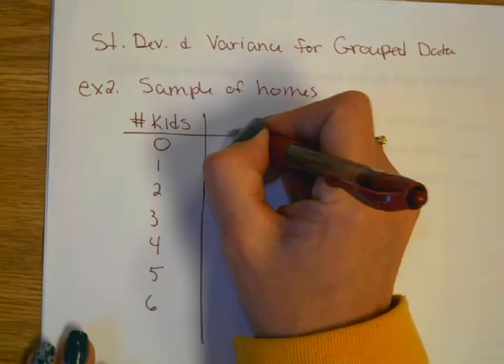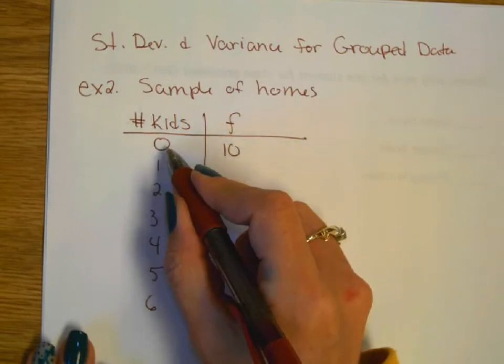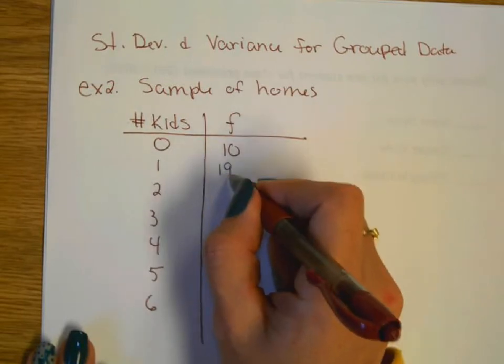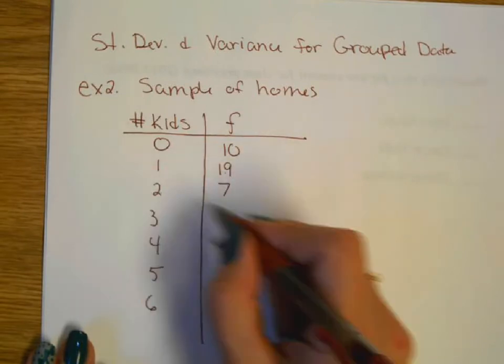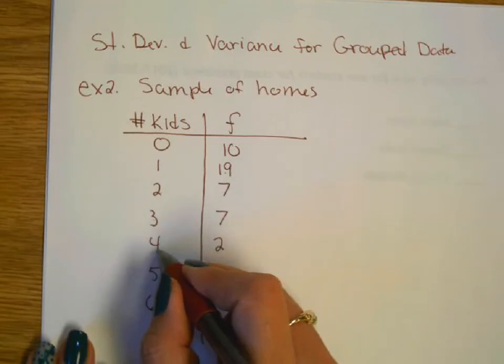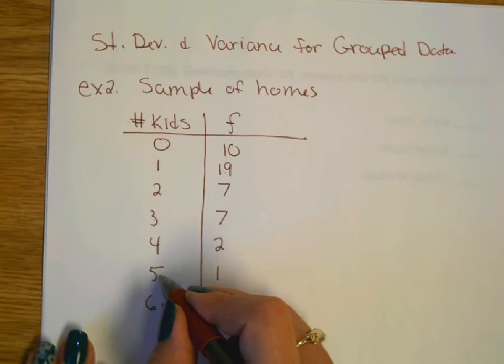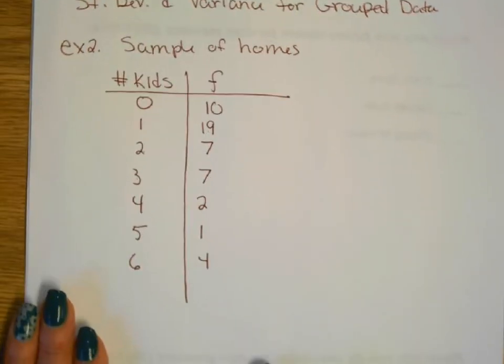And they made a frequency distribution. So 10 of the homes they went to had no kids. 19 homes had 1. 7 homes had 2. 7 had 3 kids. 2 homes had 4. 1 home had 5, and 4 homes had 6 kids.